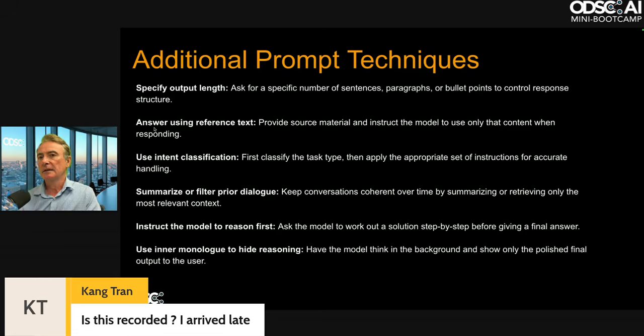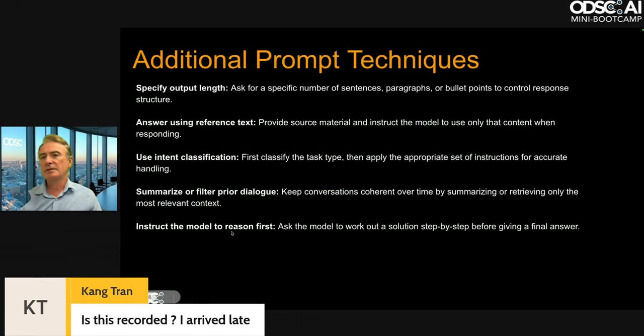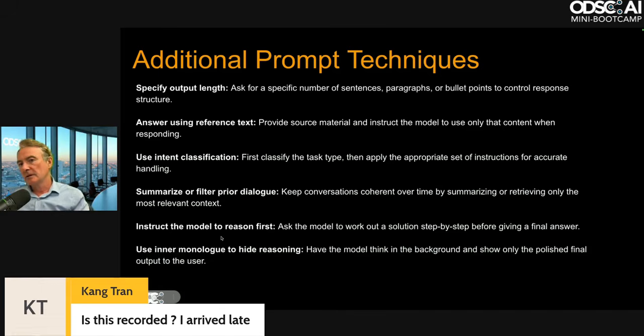And then you don't really need to, this is a bit of a problem. Most of the models you're using now are reasoning models. One of the problems is you have to explicitly ask it to show you the reasoning. You don't necessarily have to ask it the reason first, but you should be able to see the reasoning steps it's doing, because if you can't see them, you don't know why it's taken a certain direction. And then you can use inner monologue to hide reasoning.